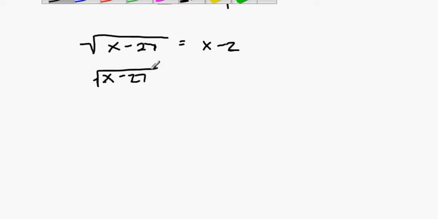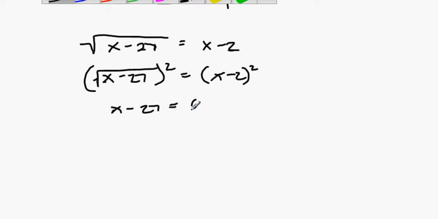So I take the square root of x minus 27 and I square that. And I take x minus 2 and I square that expression. Well, the square root and the square cancel each other. So on the left side of the equation, here I have x minus 27. Here, this becomes x minus 2 times x minus 2.